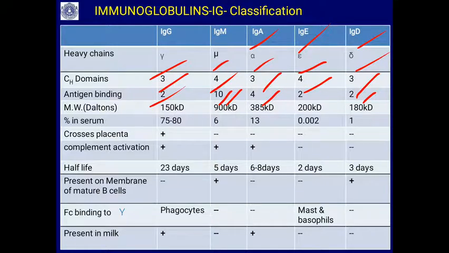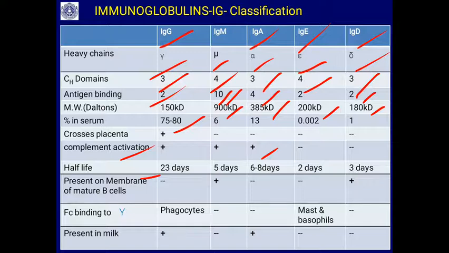Then the molecular weights: 150 kilodalton, 900 kilodalton, 385 kilodalton, 200 kilodalton, 180 kilodalton. The largest one is IgM. I already showed the percent of each immunoglobulin present in the serum. The one which crosses the placenta is IgG only. IgG, IgM and IgA can activate the complement system.